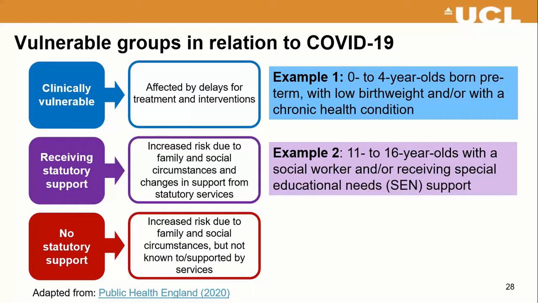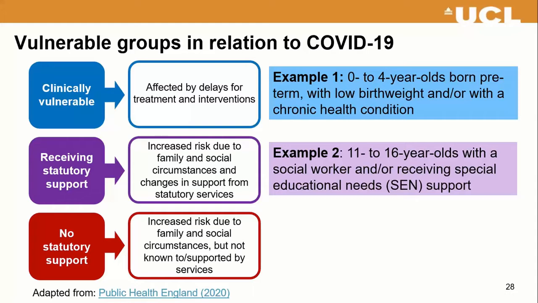The first example were children who were born preterm or with low birth weight and who had a chronic health condition. And we looked at their outcomes before the age of 5. This was an example of a group of children who were likely to be clinically vulnerable during the pandemic and to have been affected by delays to getting the treatment and interventions they need due to all the unprecedented changes in hospital care.